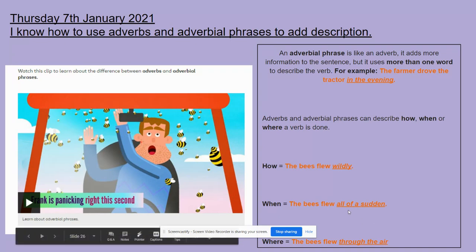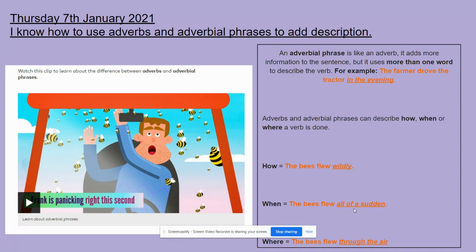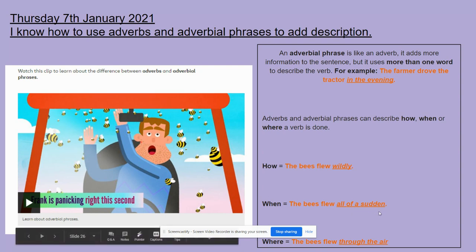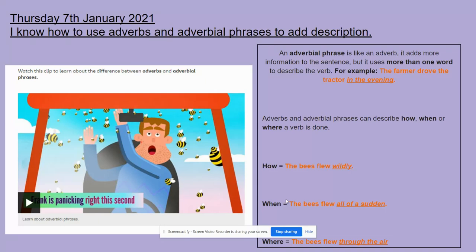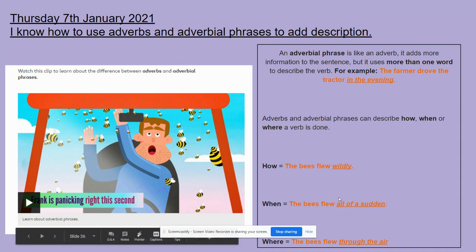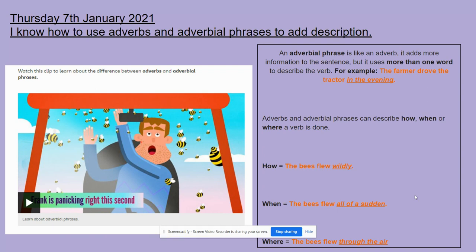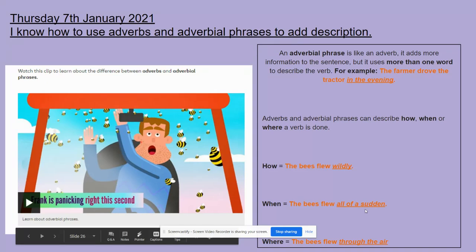Now remember, these adverbials don't have to go at the end of a sentence. If I wrote, all of a sudden, comma, the bees flew, my adverbial would suddenly be at the front of my sentence, which would make it a fronted adverbial. So that's all that means, fronted adverbial. It just means a group of words describing the verb that go at the front of the sentence. That's a little bit of an extra challenge for some of you. Don't worry if that confuses you too much. You don't need to understand that just yet. But these are all examples of adverbs and adverbials.